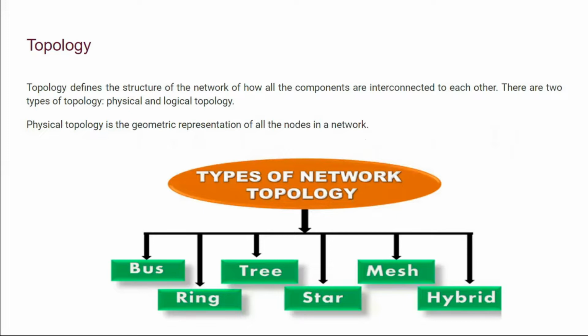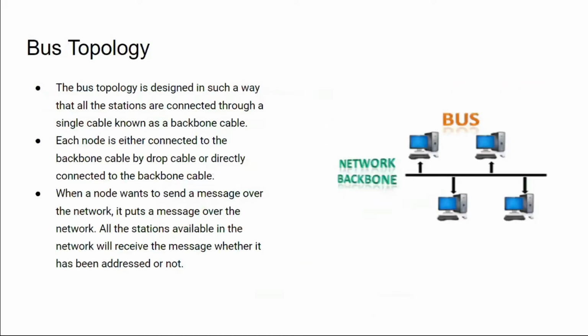The physical topology is a geometric representation of all nodes in a network. We have 6 different types of topologies: bus, ring, tree, star, mesh, and hybrid. In each video, we are going to see two topologies. In this first session, we will start with bus and ring topology. First, we will start with bus topology.